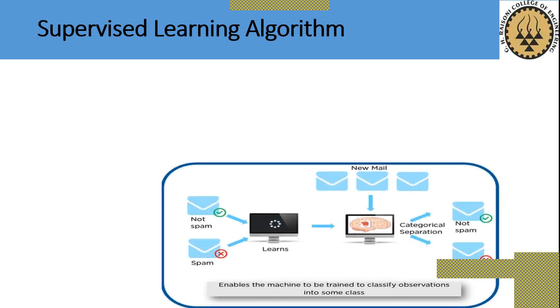Before we categorize this new mail into spam mail or not spam mail, first you have to train the inbox or your email service provider so that they can differentiate whatever new mail comes to your system into spam mail or not spam mail. And they will give the categorical separation on the basis of the criteria.